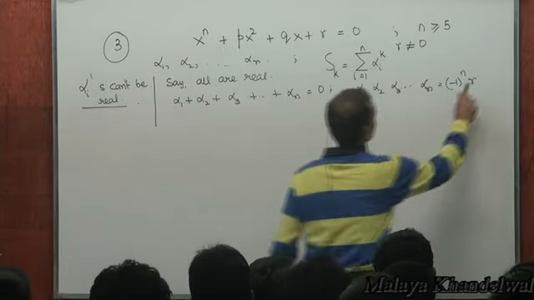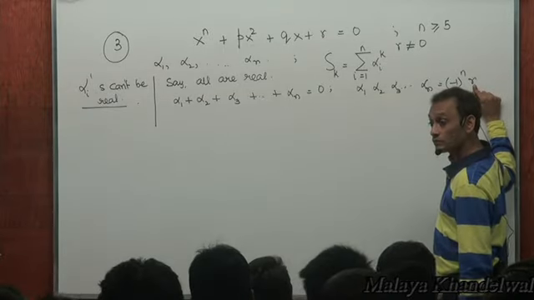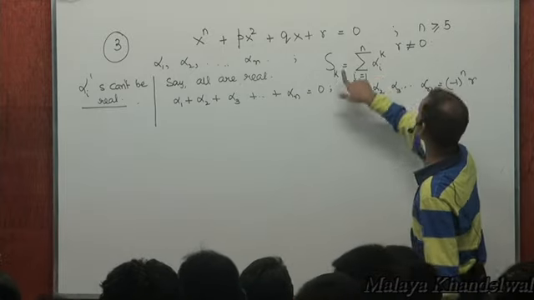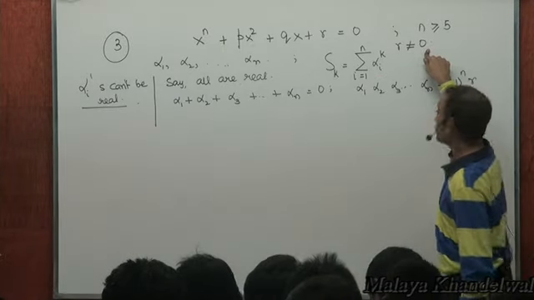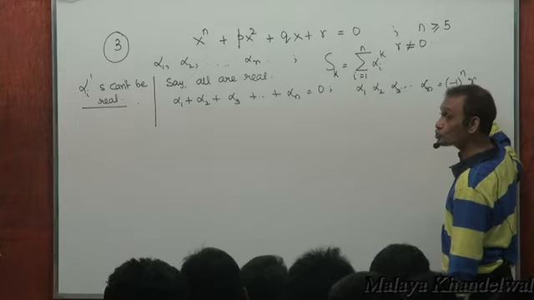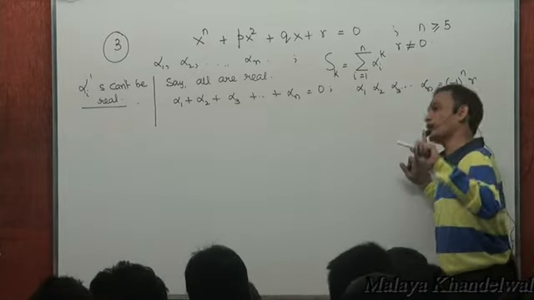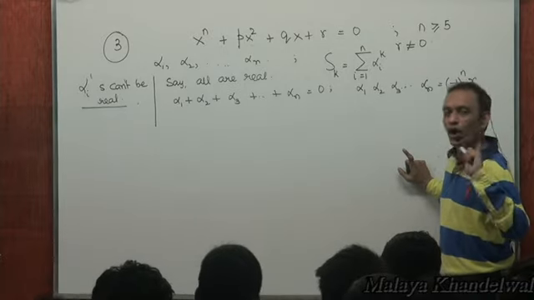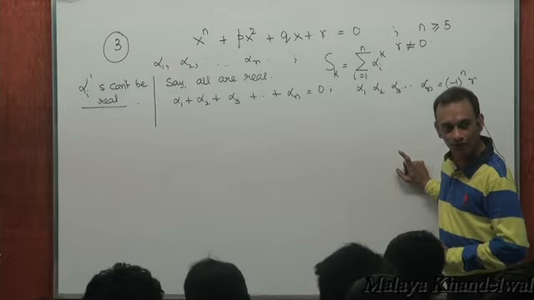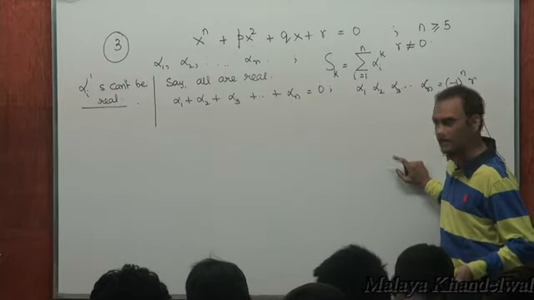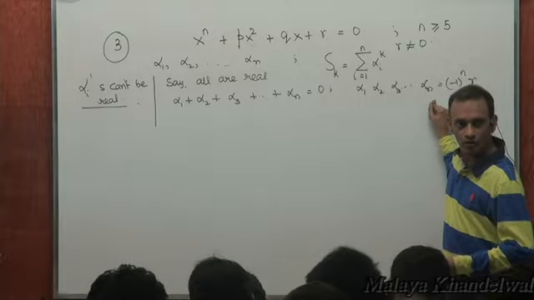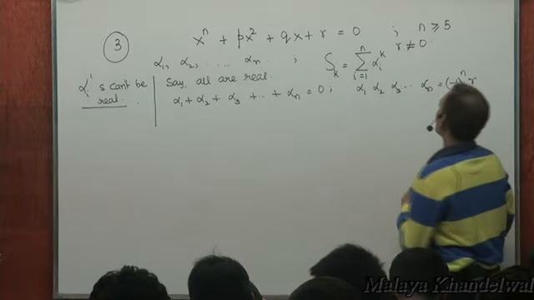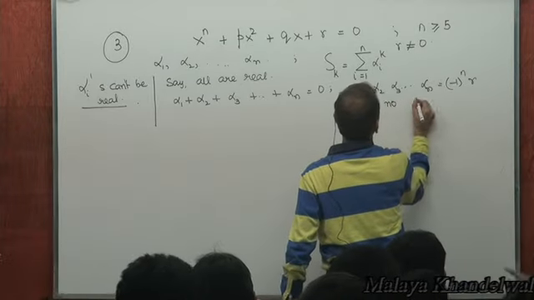Now r is not 0. That's given in the problem. If r is not 0, that means the product of the roots is not 0. That means no root can be 0. No alpha i can be 0. Yes or no? Because even if one alpha i is 0, that will cause the product to be 0. Right? So, no alpha i is 0.